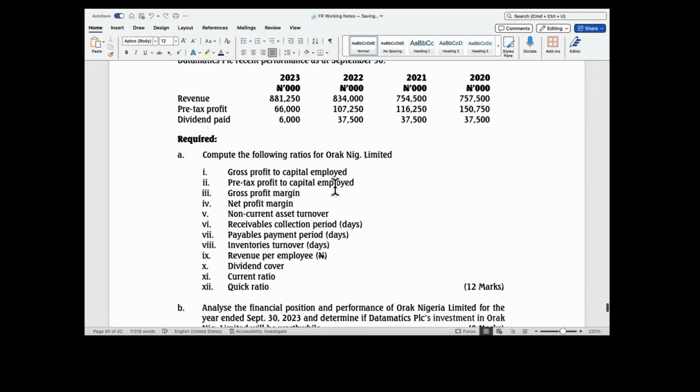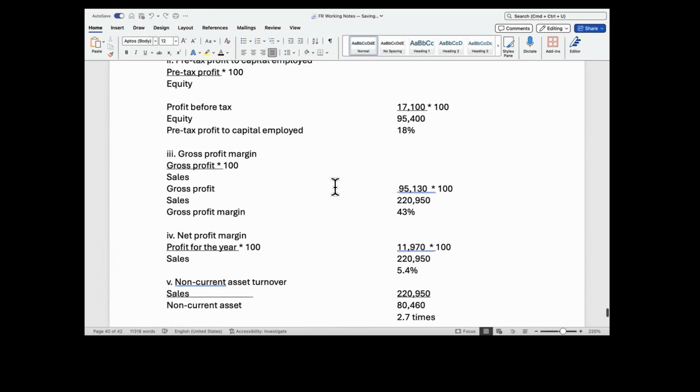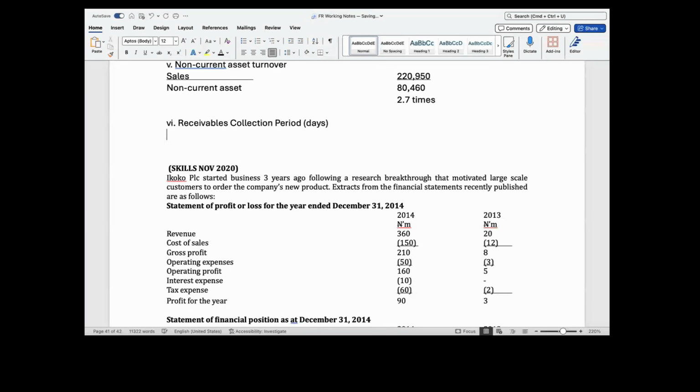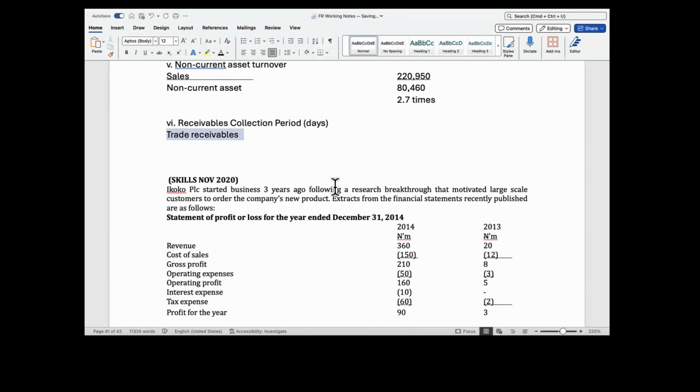We are asked to compute the receivables collection period in days, which is trade receivables all over credit sales, times 365 days.